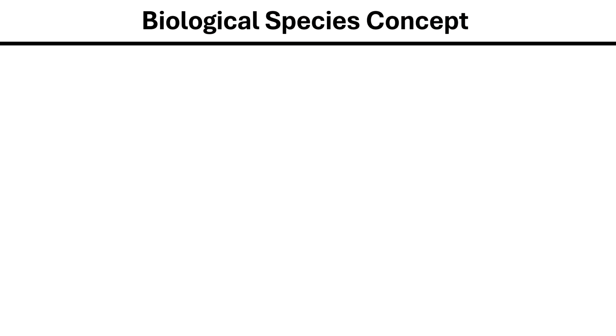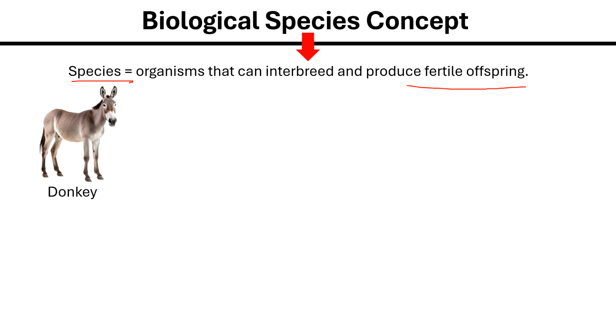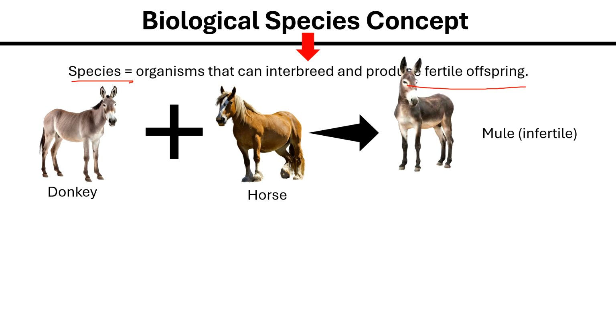The main point of this concept is that different species cannot produce fertile offspring, and that for fertile offspring to be produced, it has to be done by the same species, okay? So an example that supports this is when two different species, the donkey and the horse, reproduce, they'll produce what's called a mule, which is infertile. Okay, so this supports this concept. To have fertile offspring, they need to be the same species.